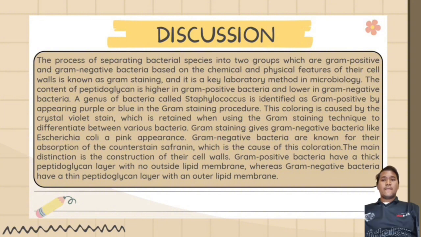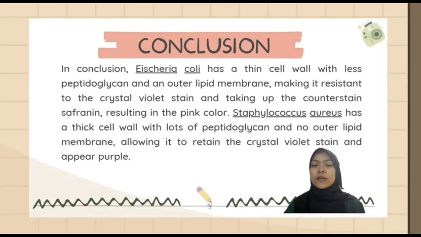Gram staining also gives gram-negative bacteria such as E. coli a pink color. Gram-negative bacteria are known for their absorption of the counterstain safranin, which causes this color. The main distinction is the construction of their cell walls. Gram-positive bacteria have a thick peptidoglycan layer with no outer lipid membrane, whereas gram-negative bacteria have a thin peptidoglycan layer with an outer lipid membrane.